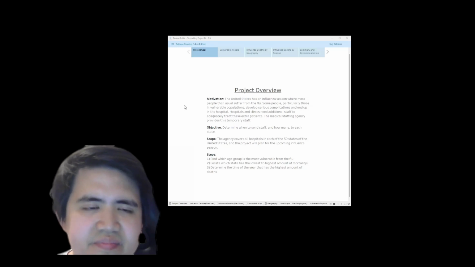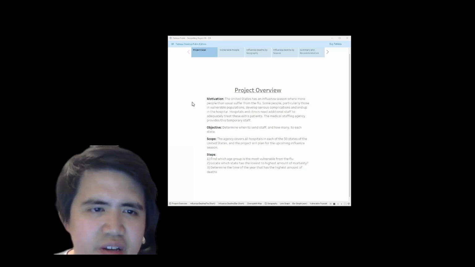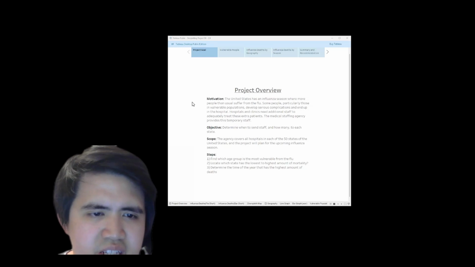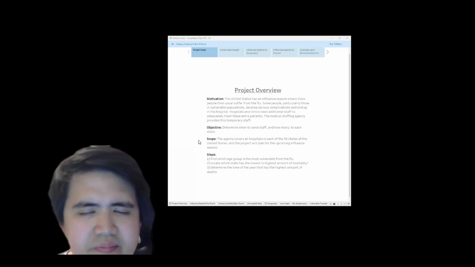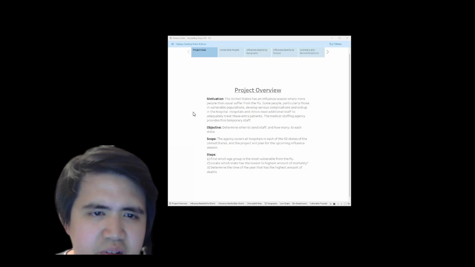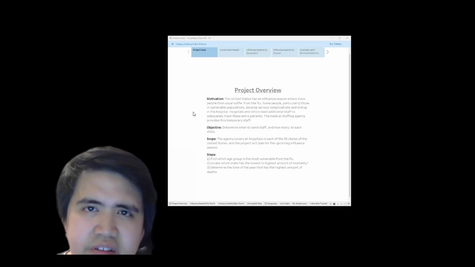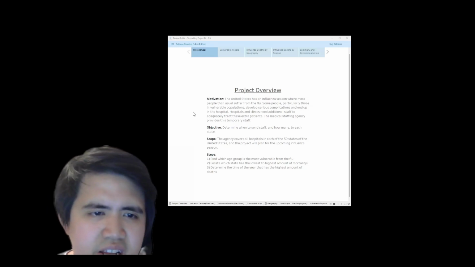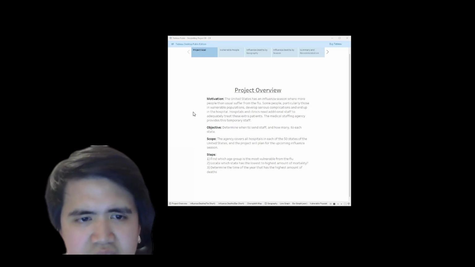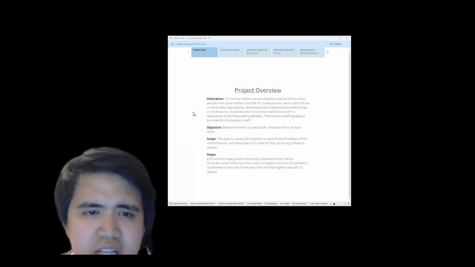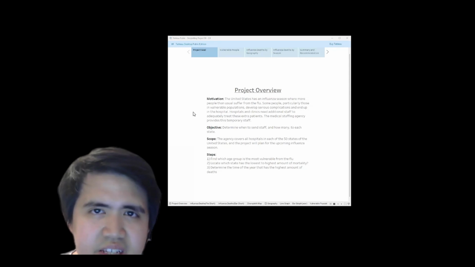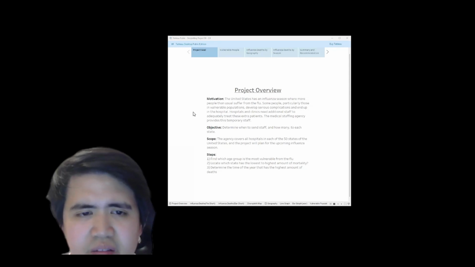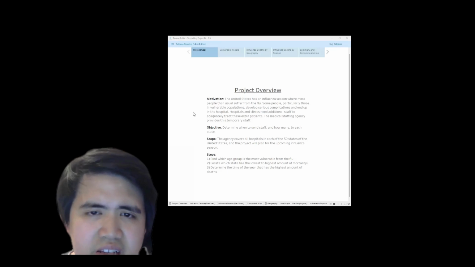project. Before we start, let's do a quick overview of our project's motivation, objective, and scope. The number of people suffering from influenza is increasing in the United States, resulting in more hospitalizations and deaths, particularly those in vulnerable populations, which I'll further discuss later. This project plans to mitigate the spread of influenza by properly allocating staff to more susceptible states.